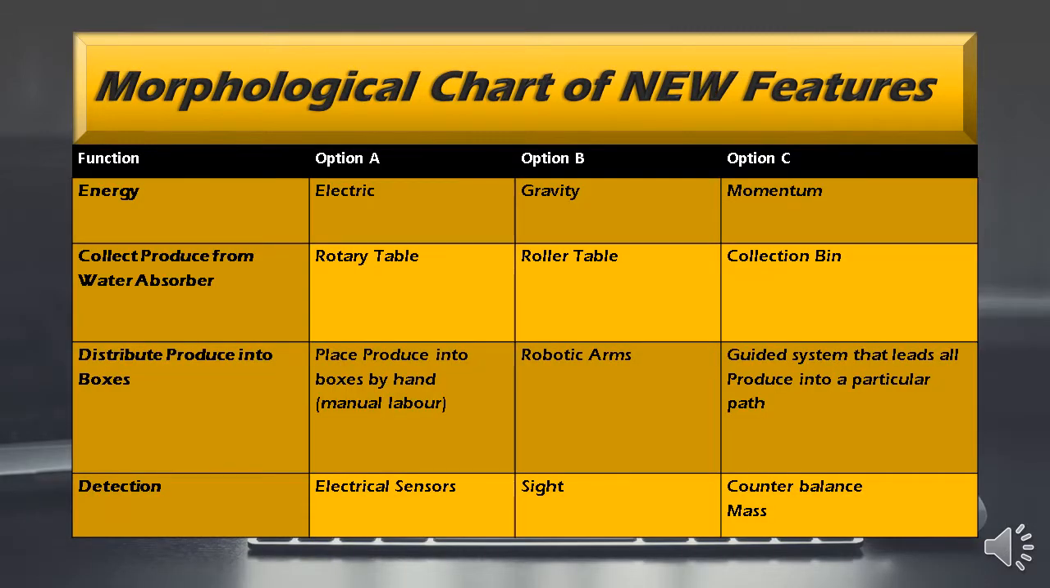The morphological chart describes alternative ways of performing a function. For example, to distribute produce into boxes, we can use manual labor, in which laborers place produce into boxes. We can use robotic arms, or we could create a part in which produce flows into boxes. It must be noted that the advantages and disadvantages of each alternative must be considered when creating a concept.